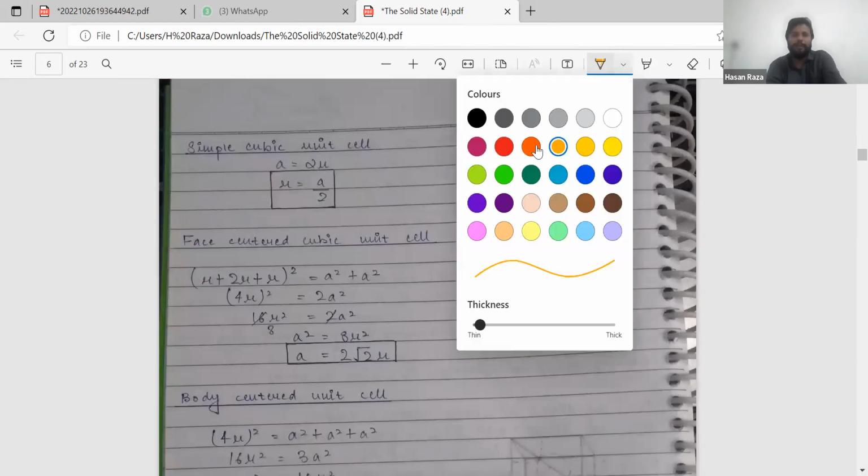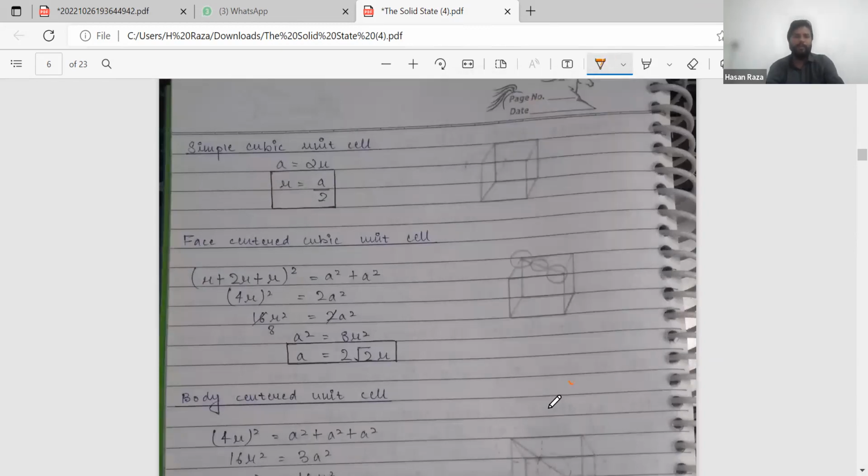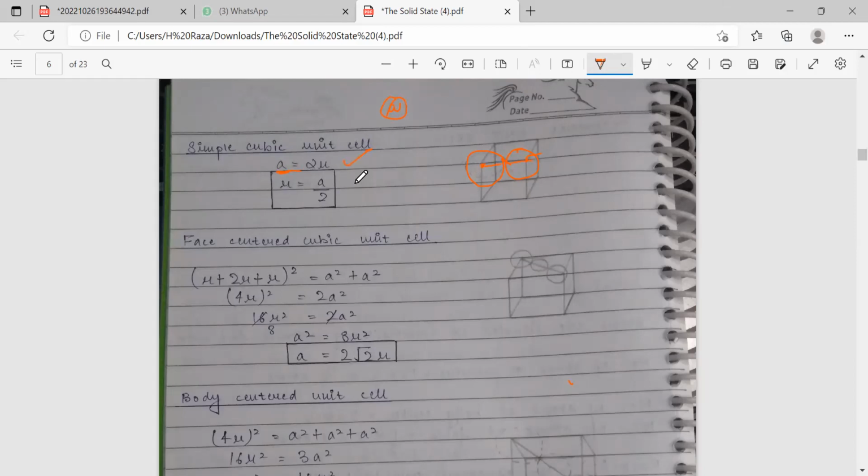As you know, in a simple cubic unit cell, the atoms are present only at corners. So you can see the atoms will be present like this. And as you know, the edge length of the cube is equal everywhere. Let's say the length is A. So the length between this and this will be A. That will be equal to R and R, that is 2R. So R is equal to A by 2.